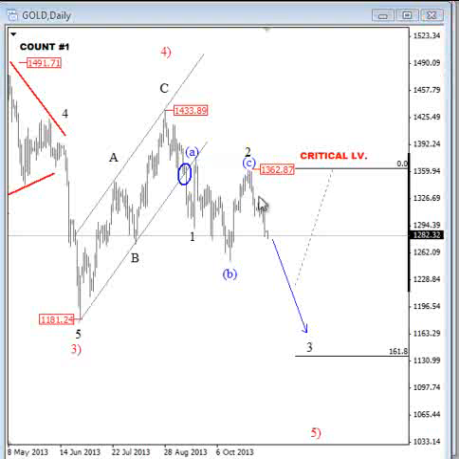This would then be an expanded flat, but because we didn't see this spike through wave A, it doesn't mean it's not a flat, okay. It's still a flat, but it's now a running flat, okay. So I'm looking still to the downside here. We probably completed this flat correction in wave 2, and now we are trading down in wave 3.